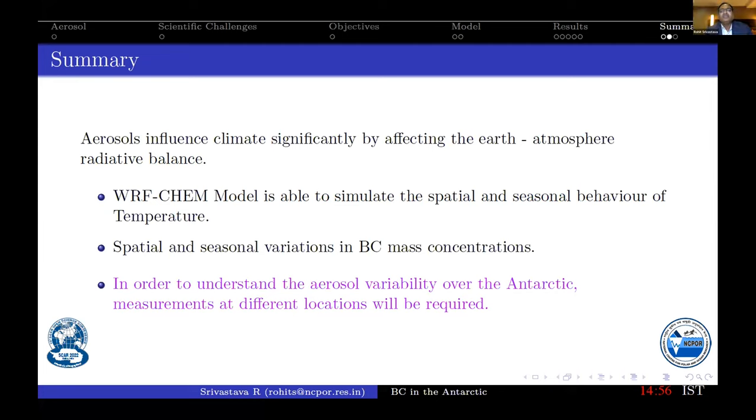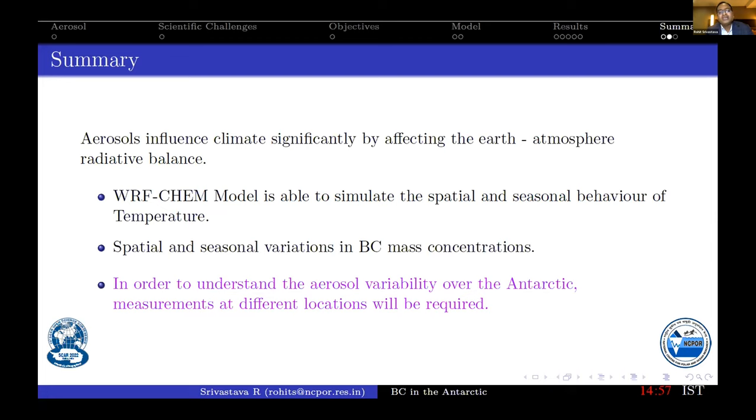Aerosols significantly influence the Earth's atmospheric radiative balance. The WRF-KM model was used to simulate this. It is able to simulate the spatial and seasonal variation of temperature, but for RH, only the coastal region is simulated well; the central Antarctic region is not simulated well. Spatial and seasonal variations of BC mass concentrations are simulated, but the absolute value is an order of magnitude low.